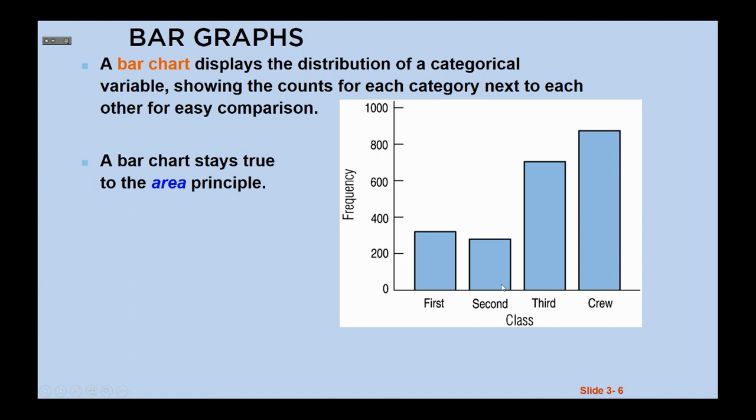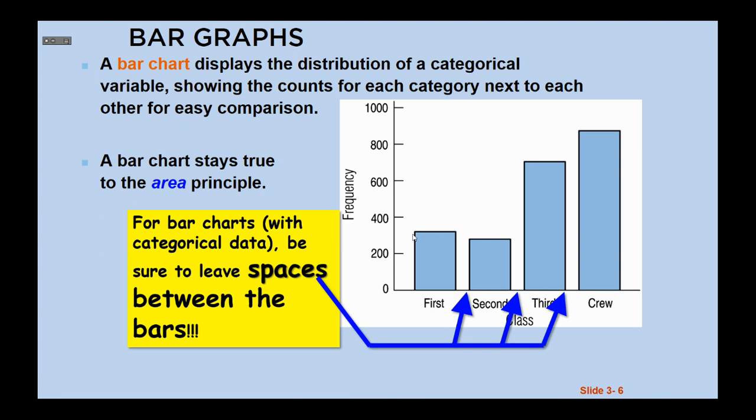A bar chart displays the distribution of the categorical variable, showing counts, but the width of each bar is the same so that we have all of these looked at proportionally. So we know, okay, first class comes up to here. Here's my 325, etc. So this stays true to the area principle. So we're comparing apples to apples. And now we also, when we have this categorical data, we leave spaces here.